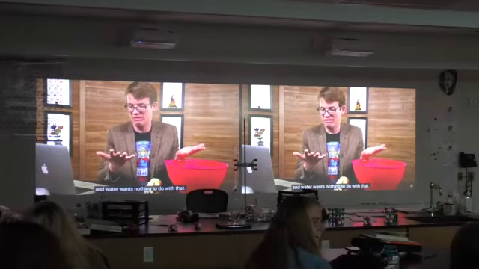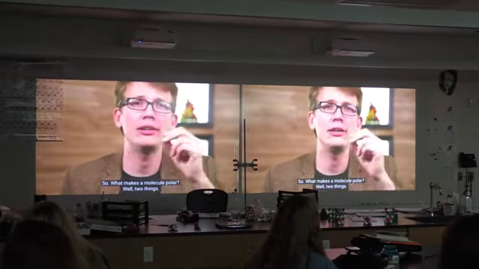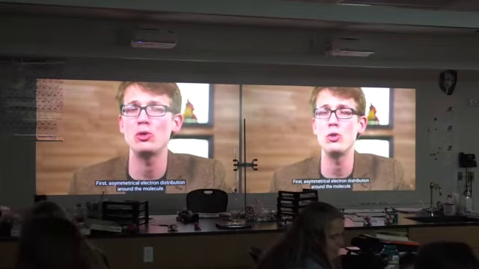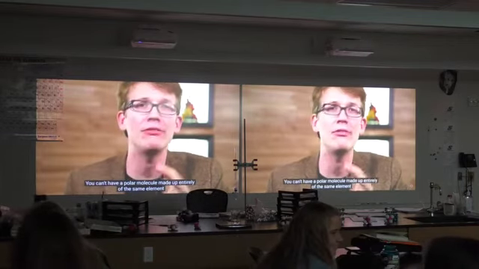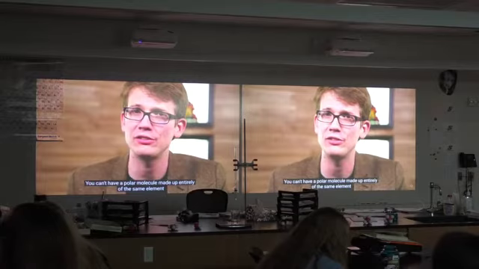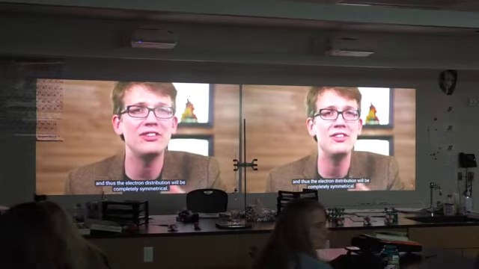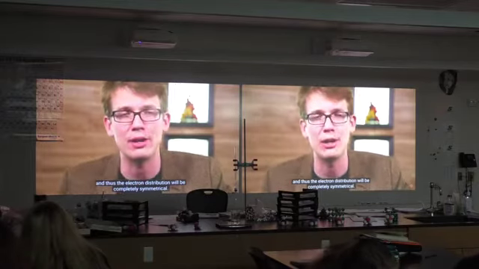So, what makes a molecule polar? Well, two things. First, asymmetrical electron distribution around the molecule. You can't have a polar molecule made up entirely of the same element because those atoms will all have the same electronegativity, and thus the electron distribution will be completely symmetrical.